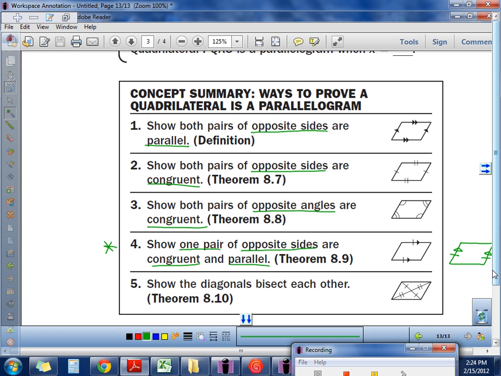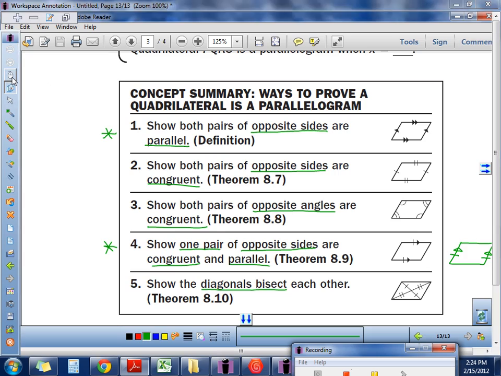Number 5, show diagonals bisecting. They cut each other into 2 equal parts. Today you're going to see some graphs, and you're going to have to prove that it is a parallelogram. I mentioned number 4. It's one of the easier ones to prove. Number 1 is also another one you should star. These are the ones we like to prove whenever we have a graph. It makes our work a lot easier.